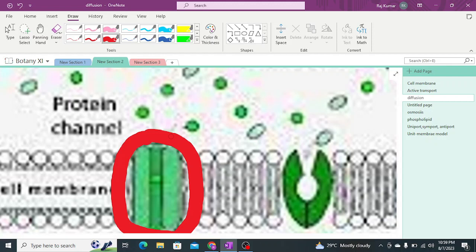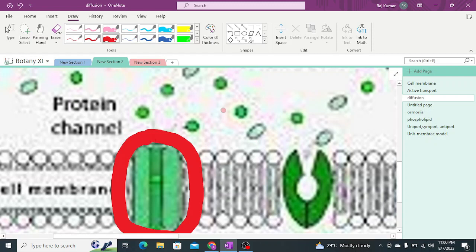As it is lipophilic, many molecules such as hydrophilic molecules, polar molecules, large molecules, as well as some ions cannot transfer through the phospholipid bilayer, because it has the lipophilic tail part, which will not allow the hydrophilic polar large molecules and ions to be transferred through the cell membrane. So for that we have the facilitation of carrier protein and channel protein.